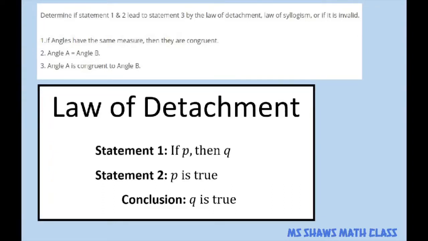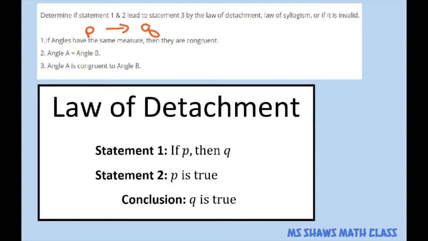Everyone, we're going to determine if statement 1 and true lead to statement 3 by law of detachment, law of syllogism, or if it's invalid. So here's our statements. If angles have the same measure, then they are congruent. So that's like if P, then Q.